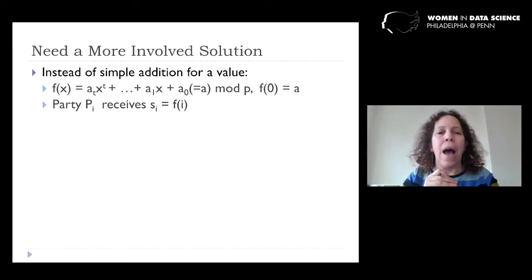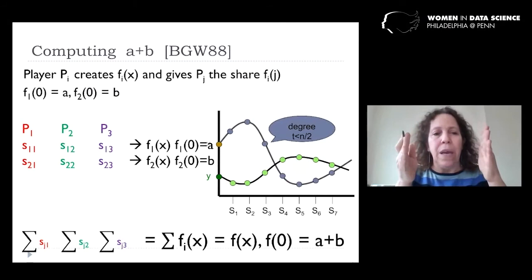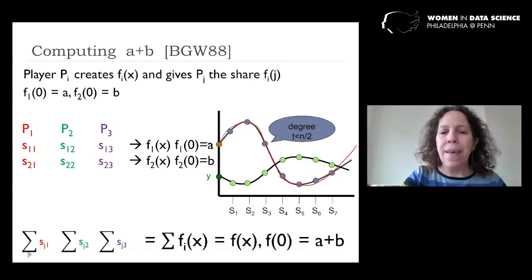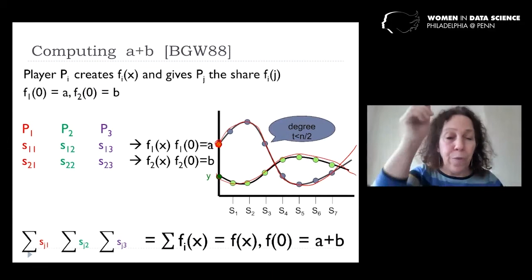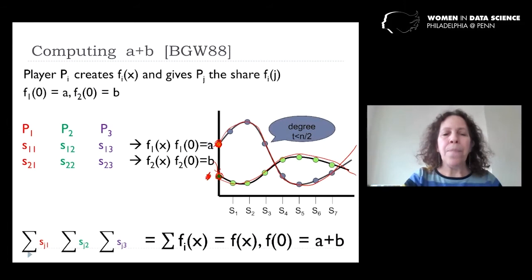So what do we do? We create two polynomials. I see that there's an index missing here. Okay, let me go to this slide. Player P1, who's going to be sharing the number A, creates a polynomial whose constant term is A. And party P2 creates a polynomial whose constant term is B. Okay? And here you can see this is basically a polynomial, and this is another polynomial. And this value here, the place where the polynomial intersects the y-axis, is A. And this value here is B. These are basically two polynomials.